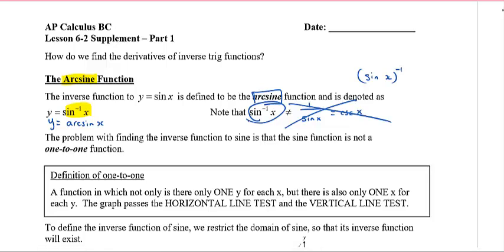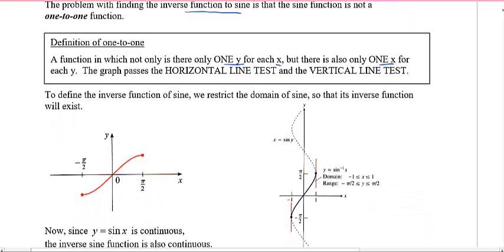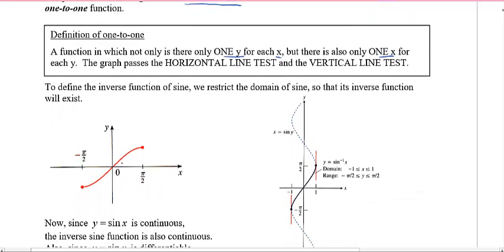Okay, now we've got a problem though, because the problem with finding the inverse function to sine is that the sine function is not what they call one-to-one. You're like, what's one-to-one again? Well, a function in which not only is there only one y for each x, but there's also only one x for each y. The graph actually has to pass not just the vertical line test, but a horizontal line test as well. So remember the sine function, right? It repeats itself. Notice how there are multiple x's for each y value.